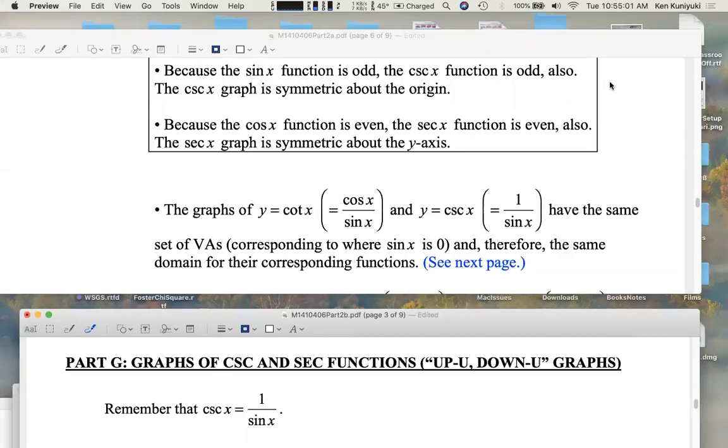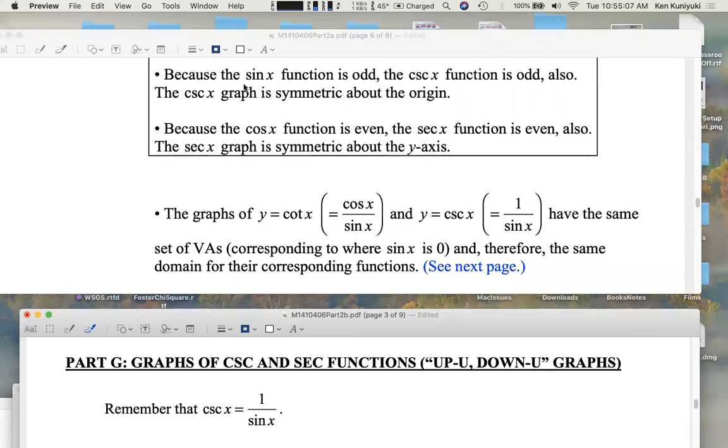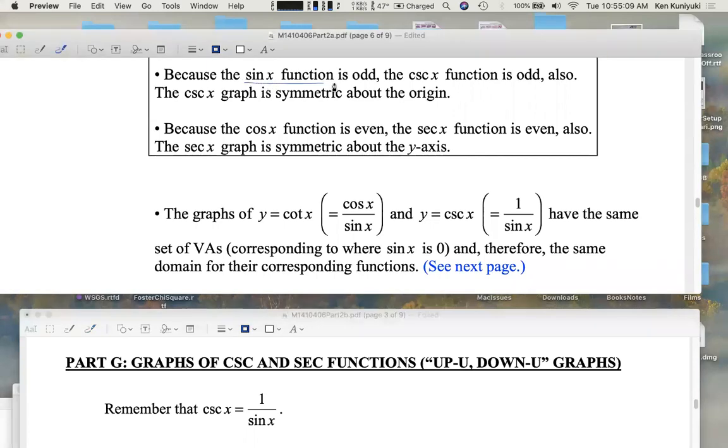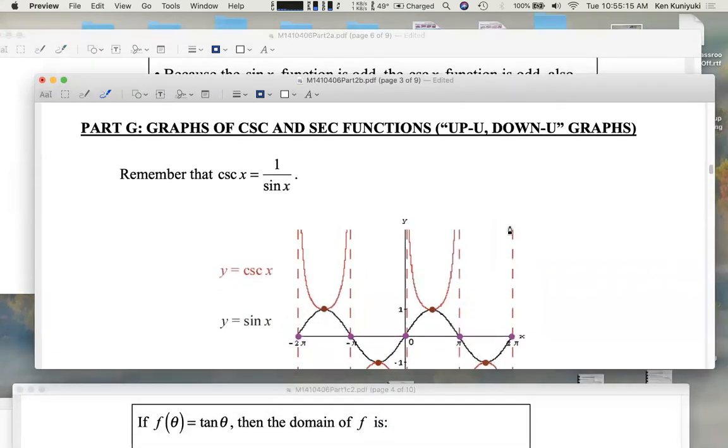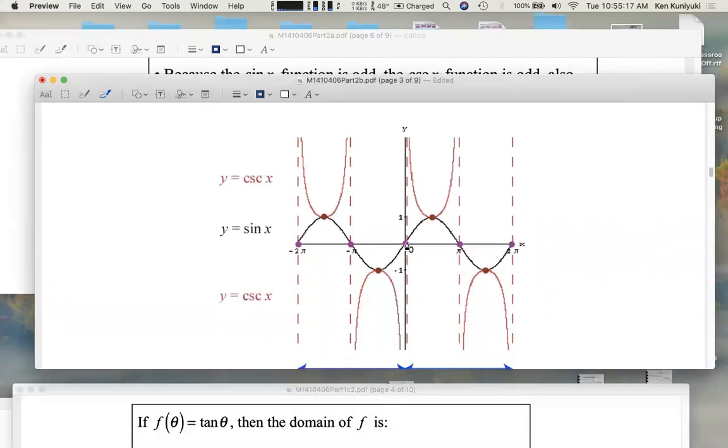Hi everyone, we're continuing with the basic cosecant and secant functions. As far as symmetry goes, remember that the old sine function was odd, so its reciprocal function, the cosecant function, is also odd, meaning that both graphs have the following property. They have symmetry about the origin. If you rotate either graph 180 degrees about the origin, you get the same graph.